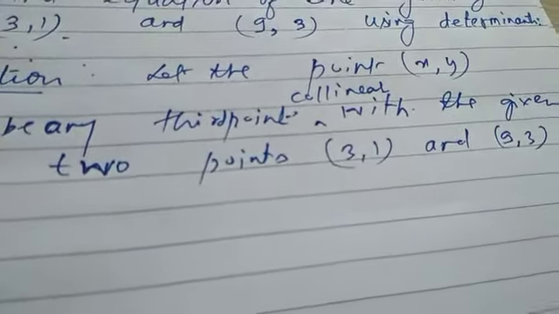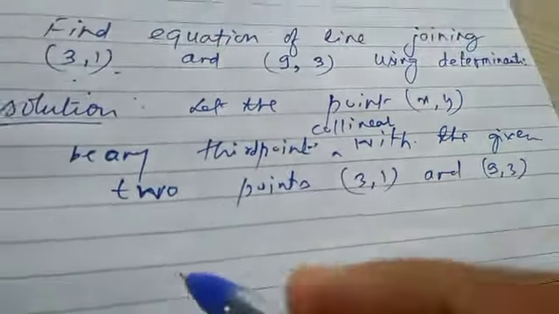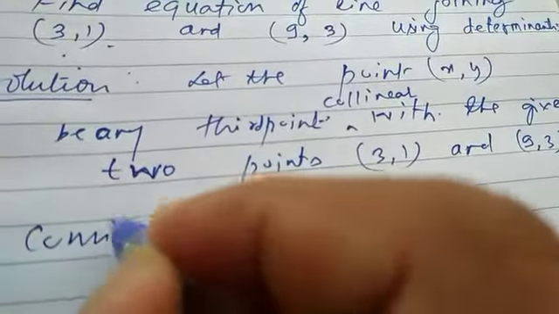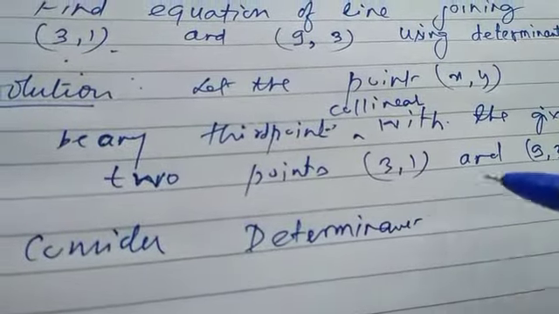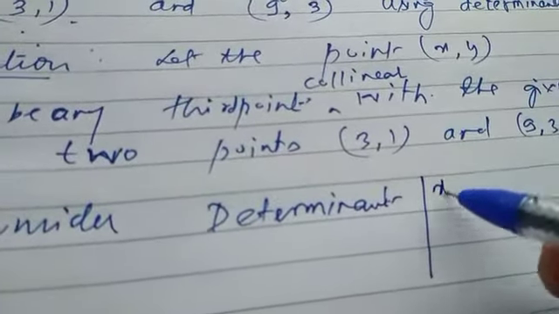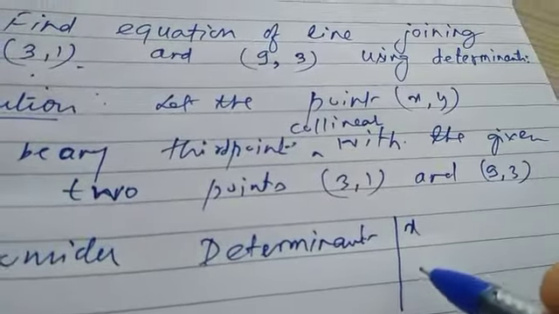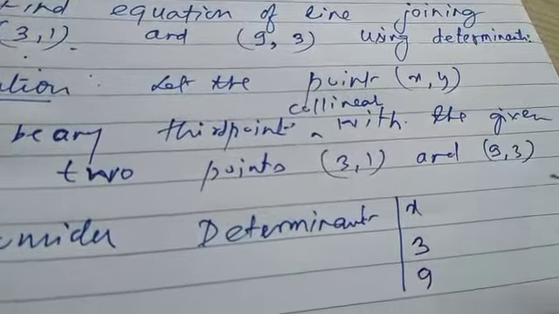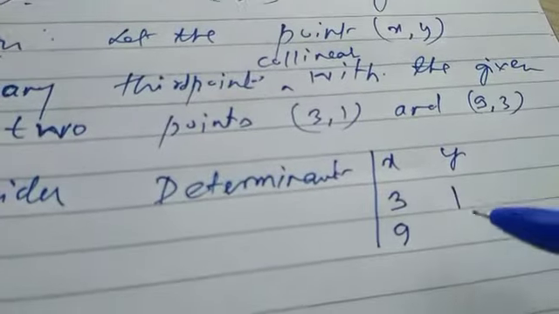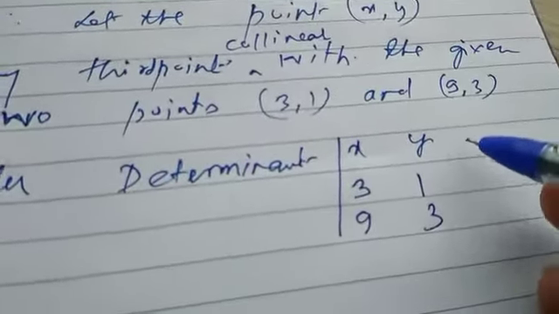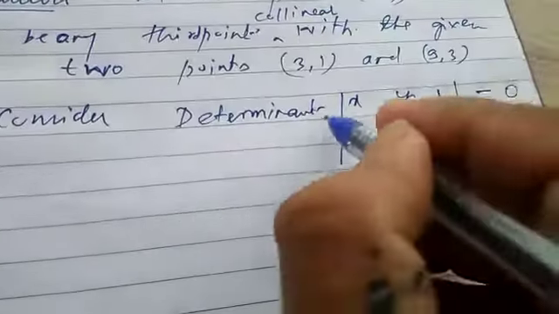So these are the 2 points, and the third point is this. Since the determinant has x1 y1, x2 y2, x3 y3, you directly apply the determinant. Consider the determinant: x1, x2, x3, so x1 is x, x2 is 3, x3 is 9, y1 is y itself, y2 is 1, and y3 is 3. And here we'll put 1 1 1. This is equal to 0. This determinant has to be considered equal to 0.